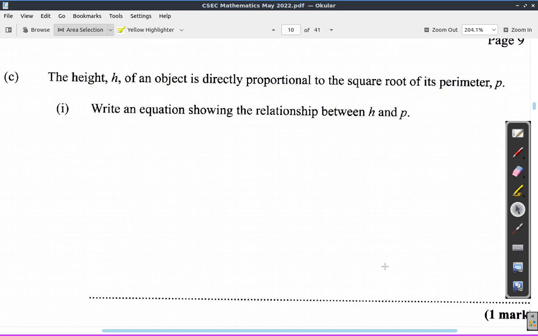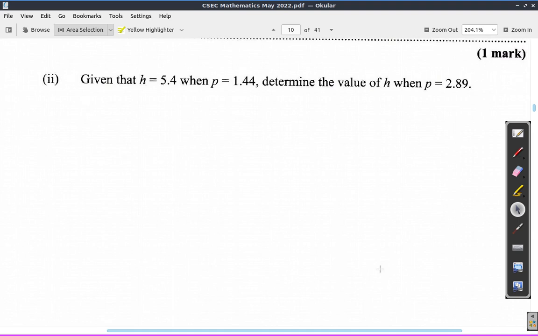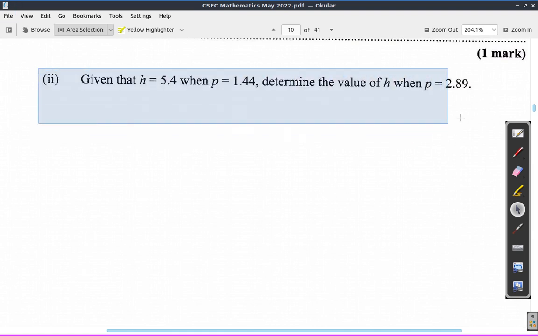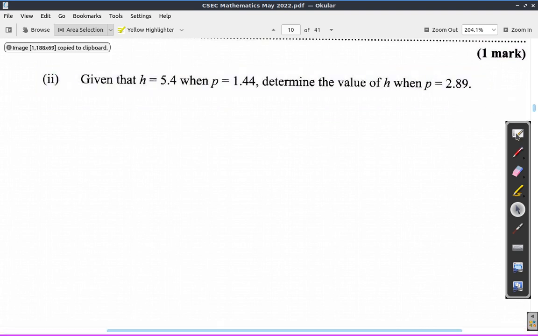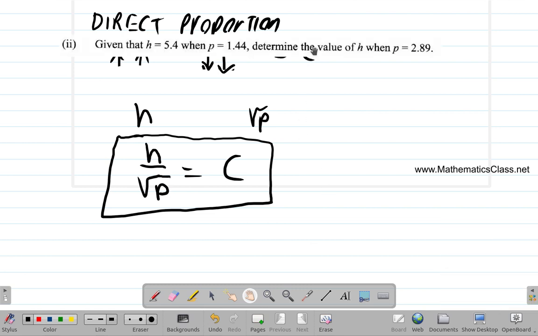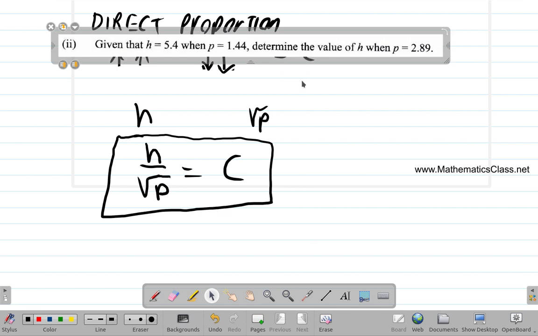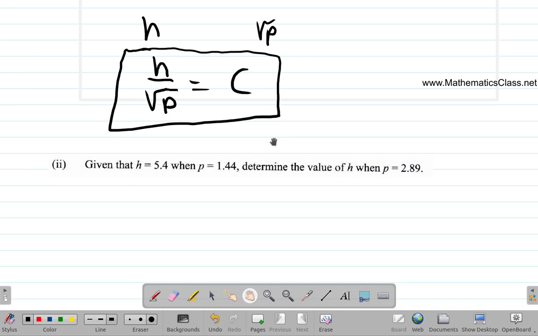Now, here, what they say: given that H is 5.4 when P is 1.44, determine the value of H when P is 2.89. So let's paste this here and work out this part. How about you work it out? Pause the video and work it out for me. Alright, you finished. What did you get for it? Let's go through it together.